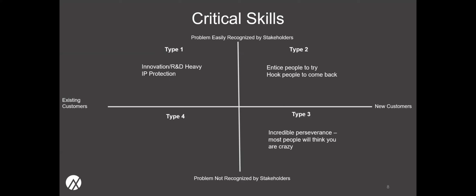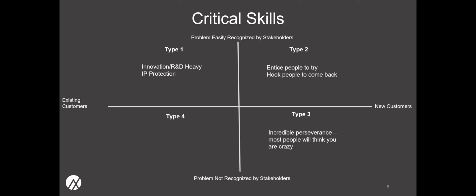Type 3, where you need new customers and problems are not recognized by stakeholders, you need incredible perseverance. Most people will think you're crazy. And the example I used is Etsy. Nobody's walking around thinking they need pictures of the outdoors on coasters. But going through Etsy, you can get unique stuff. People can discover that these things exist and want them.